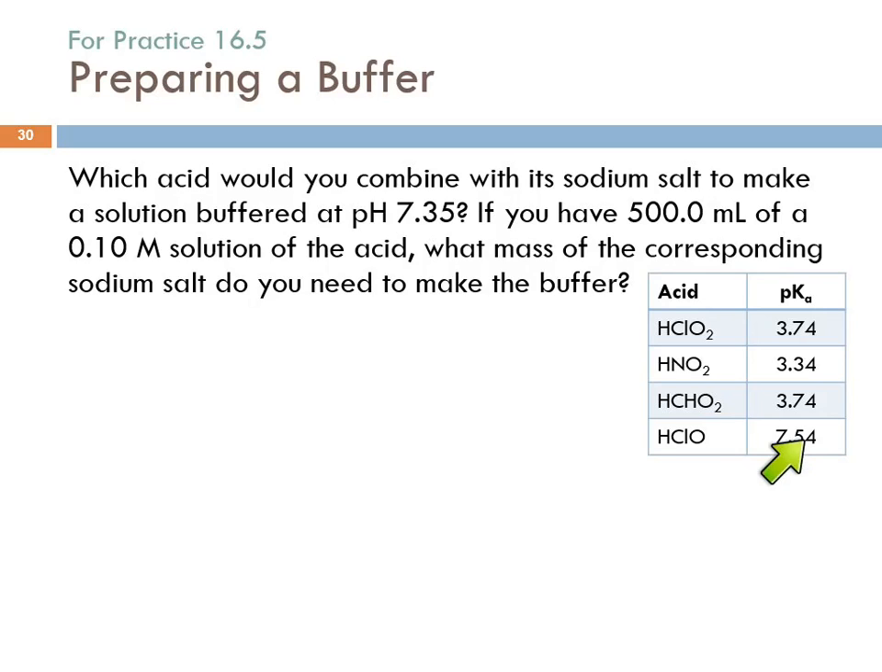7.54, maybe? Maybe this is the only logical choice, right? We're going to look at whatever weak acids we have available, and we're going to choose one whose pKa is close to the pH that we want the buffer to be. So we're going to choose the hypochlorous acid. I'm going to choose that guy.